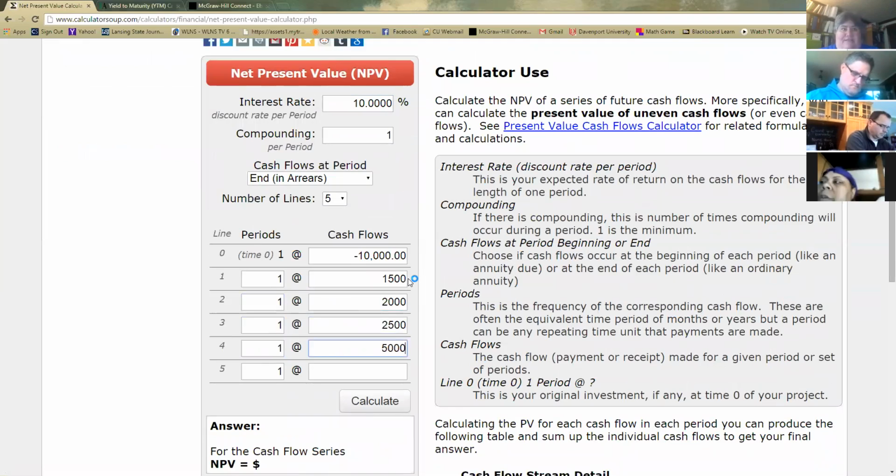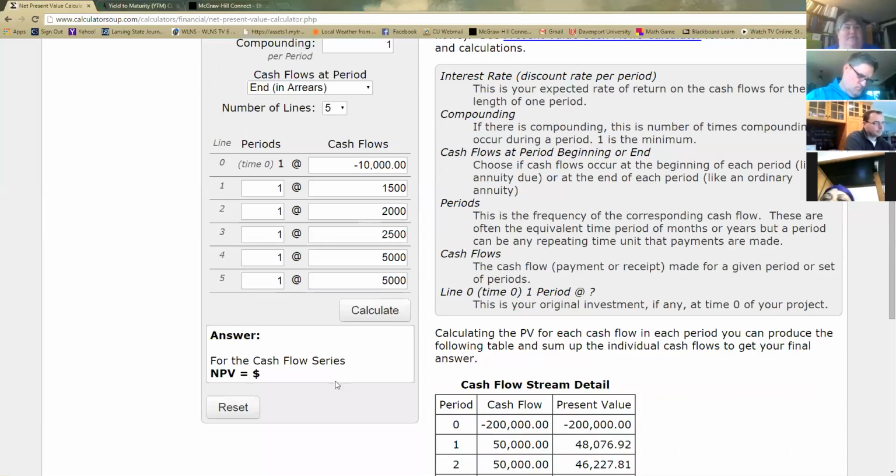Then it was 5,000 to 5,000, right? 5,000 and 5,000. Okay, there's two ways we could do those last two. I could have typed a 2 here in line 4 and said 5,000. That would mean 2 years of 5,000. Or I could do a 1 and a 1. Either way, give me the exact same answer.